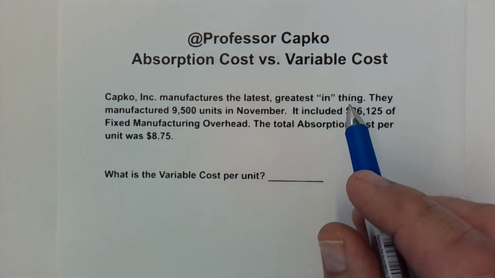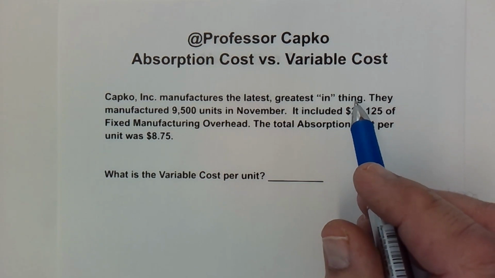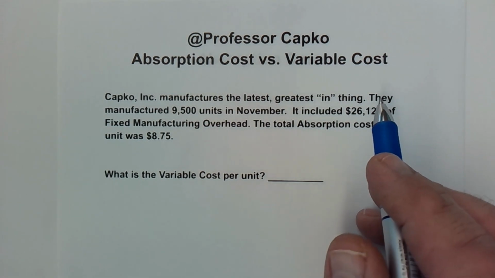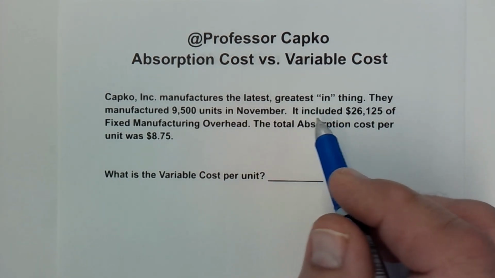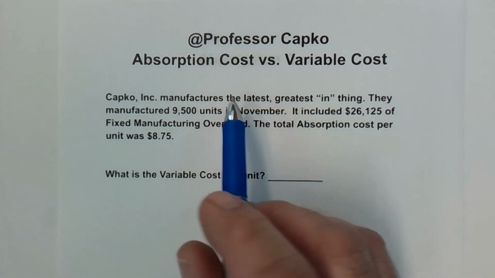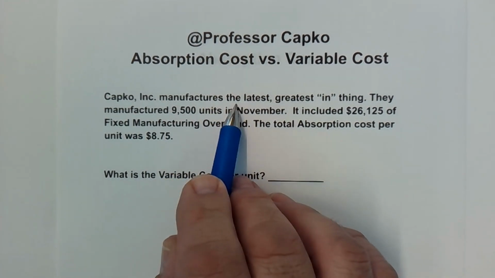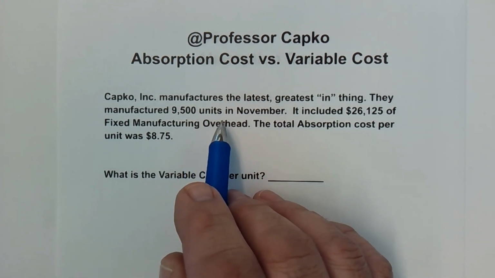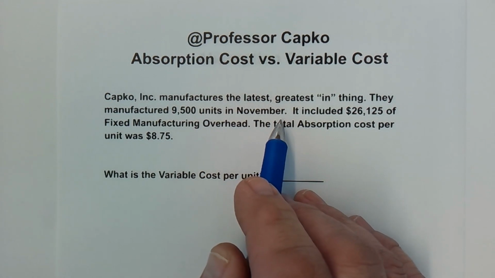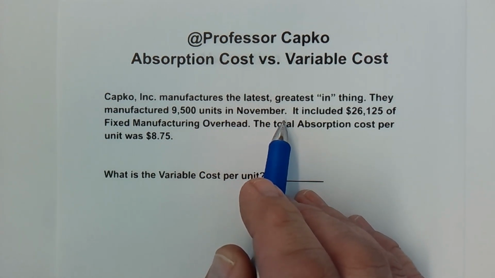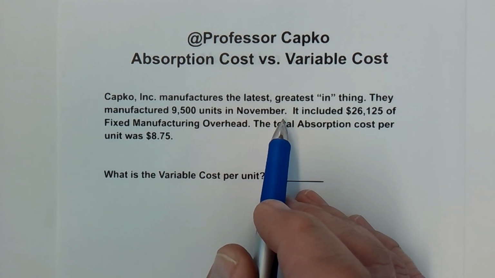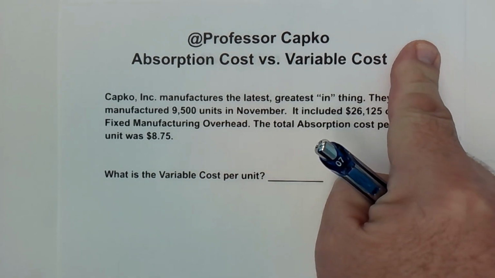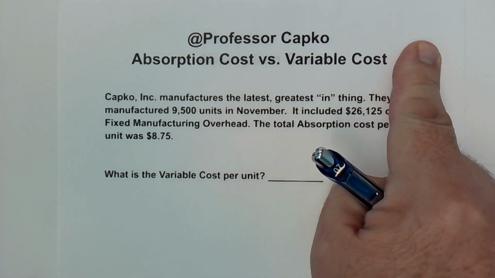In this example, we're going to compare absorption cost versus variable cost. This is all part of managerial accounting, or sometimes called cost accounting. And we're going to show you what the differences are. So in our example, we've got Capko Inc. manufactures the latest, greatest in thing. They manufactured 9,500 units in November. By the way, I've taken this example and used it to calculate the absorption cost per unit in a prior video. So if you missed that prior video, I've linked it up here for you. You may want to check that one out first.